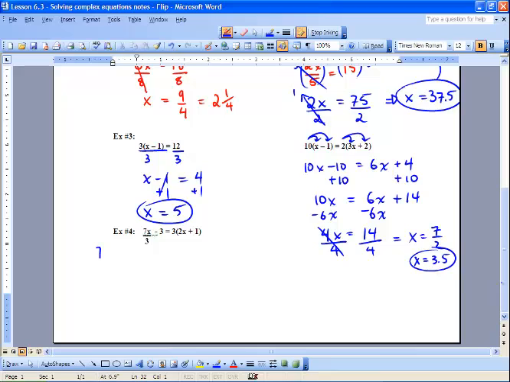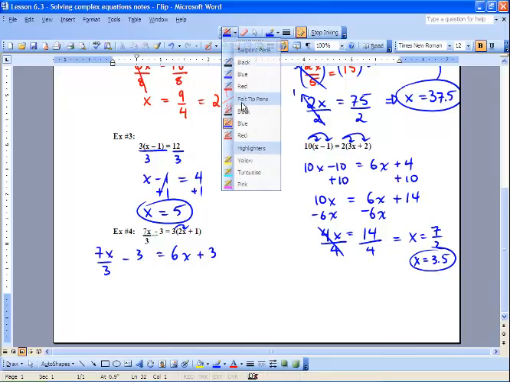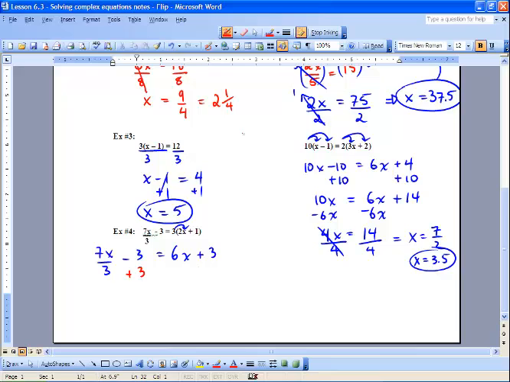So we've got 7x over 3 minus 3 equals 3 times 2x plus 1. And we're going to use the distributive property on this so we get 6x plus 3 right off the bat. Now what we can do is add 3 and add 3. So we get 7x over 3 equals 6x plus 6. Now we've got that pesky 3 on the bottom. And what we need to do is get rid of it by multiplying everything by 3, because right now it's dividing by 3. So we're going to multiply everything in the equation by 3.